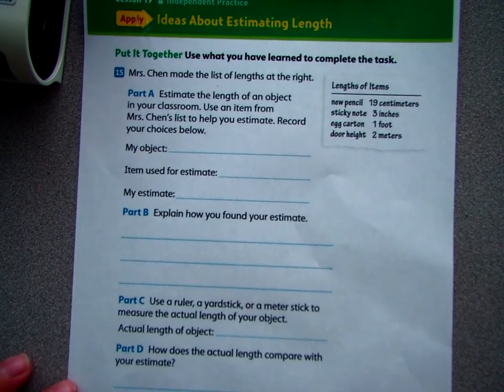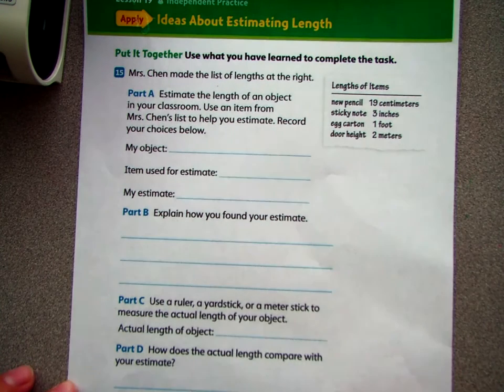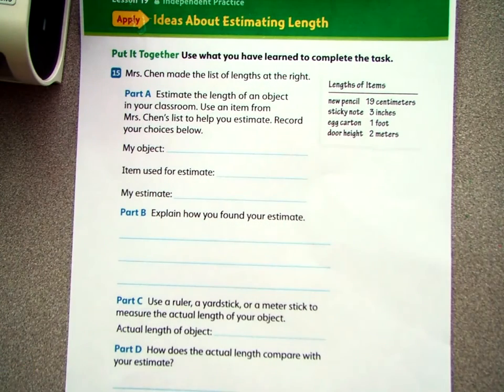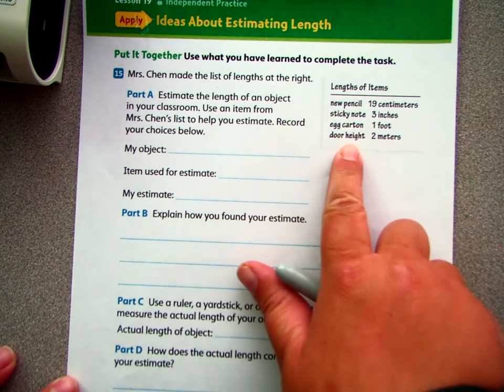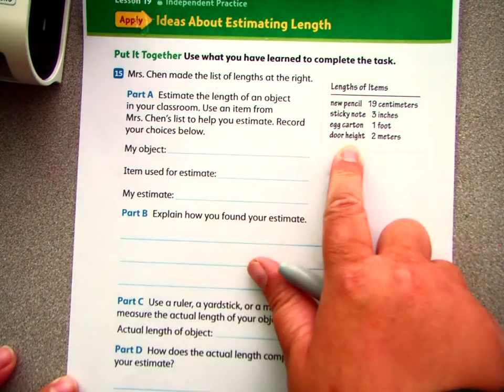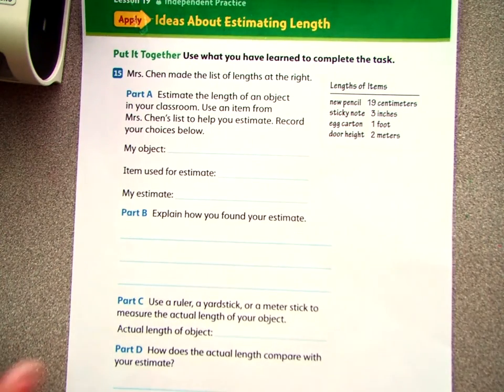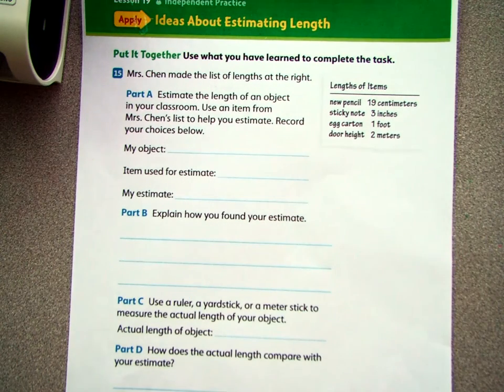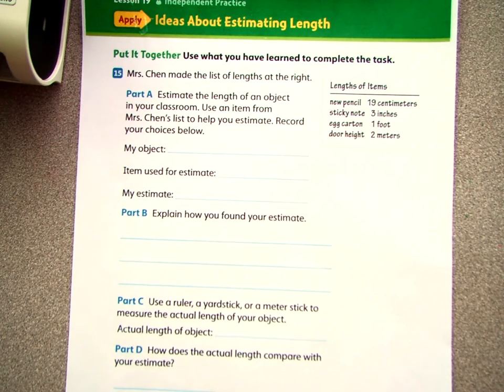It says ideas about estimating length. Put it together. Use what you have learned to complete the task. Okay, number 15. Mrs. Chen made a list of lengths at the right. So this is what they're talking about over here. Lengths of items. A new pencil, 19 centimeters. A sticky note, 3 inches. An egg carton, 1 foot. Door height, 2 meters.